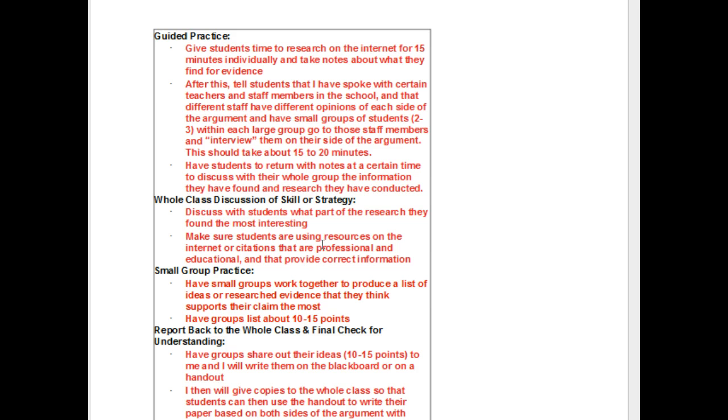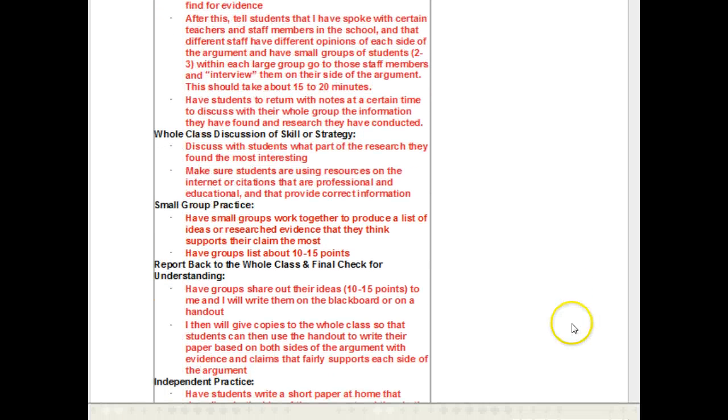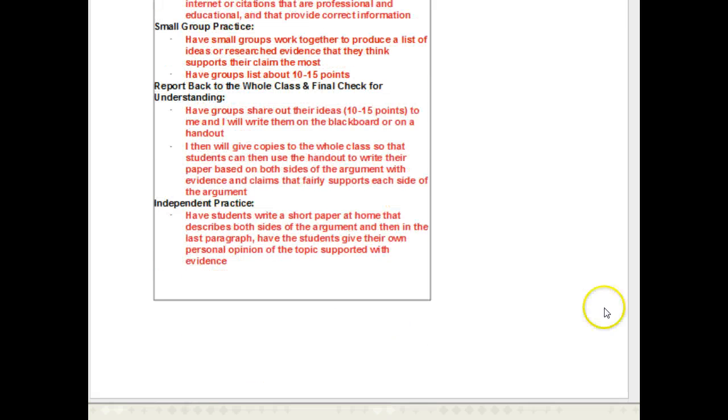Then you have small groups work together to produce a list of ideas or researched evidence that they think supports their claim most, but they also have to address counterclaims, okay? You're going to have to do that throughout the whole thing. You have them share out their ideas and then gather them all up, which, truthfully, I don't know how you would do that inside of one class period. You would need a class period in between to do some photocopying and stuff. Then you have the students write a short paper at home that describes both sides of the argument, and then in the last paragraph have the students give their personal opinion of the topic.